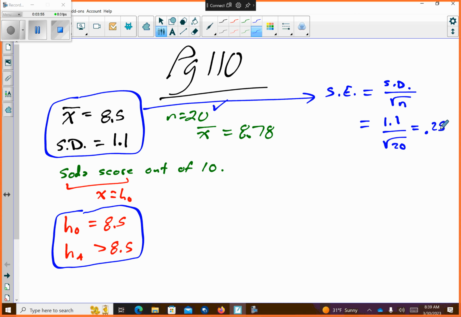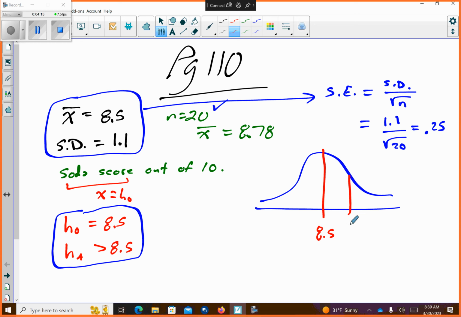The standard error is now going to go in place of the standard deviation. So now you have enough information to make a normal curve. On the quiz tomorrow, I will have a normal curve drawn in for you, and I want you to make sure you label it. This is where your original mean would be, and then you add 0.25, so 8.75.